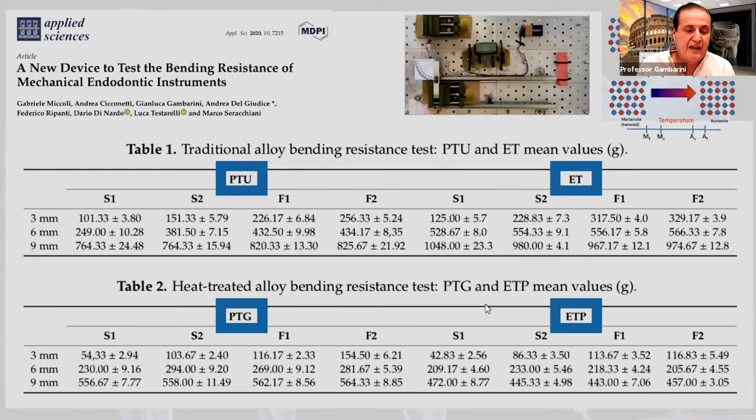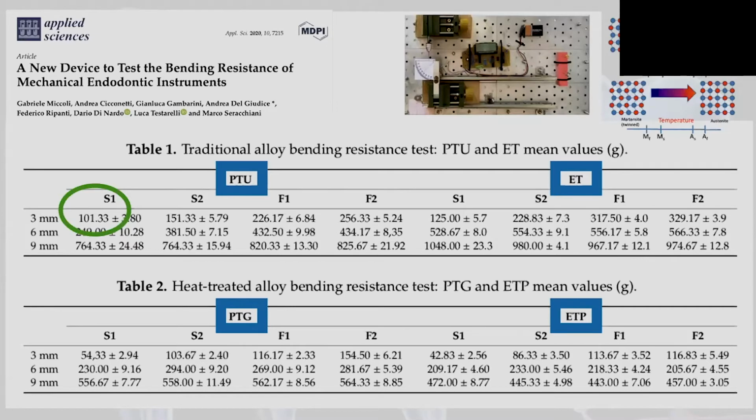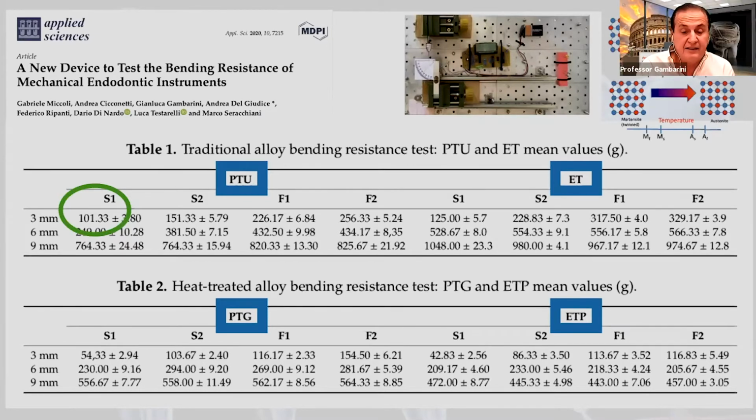So if we check the instrument at the normal alloy, we may see, for example, that Pro Taper is slightly a little bit more flexible than the Edge Taper in both sizes. But when we heat treated this file, and this is the gold and the platinum, it's totally the opposite. We have a significant increase by the firewire heat treatment made by the EdgeEndo.